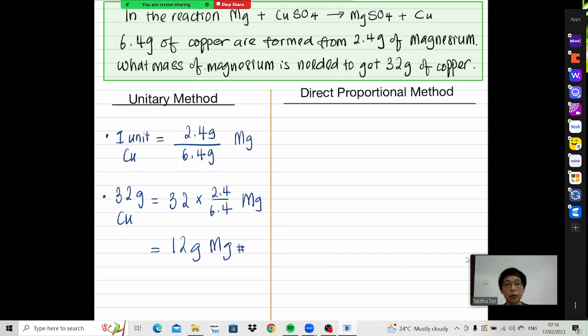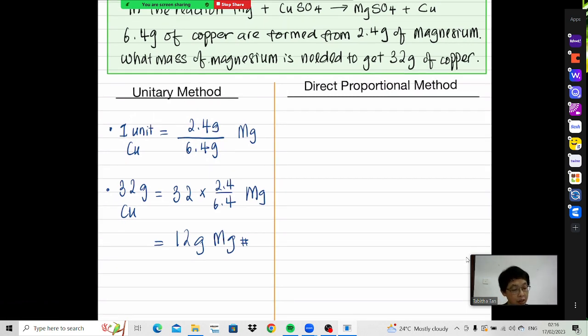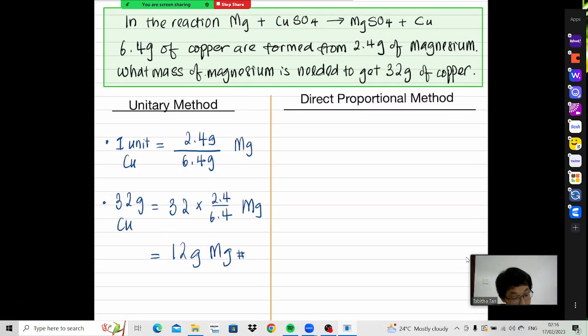Let's hop on to the direct proportional method. Again, it's just like decoration again. All right, so you are interested between magnesium, so I will just put in magnesium, copper. How you arrange does not matter. Okay, please rest assured, if you want to put copper here, magnesium here, does not matter. It's just like, you put your flowers here, you put a picture there, or you put a picture there and flower there, it does not matter as long as you put them in the right place.